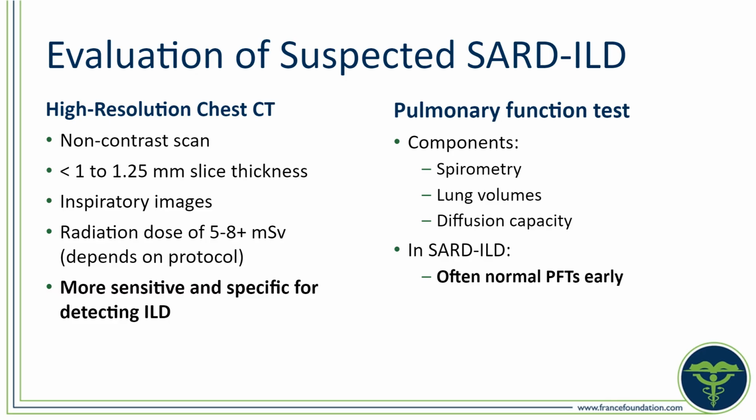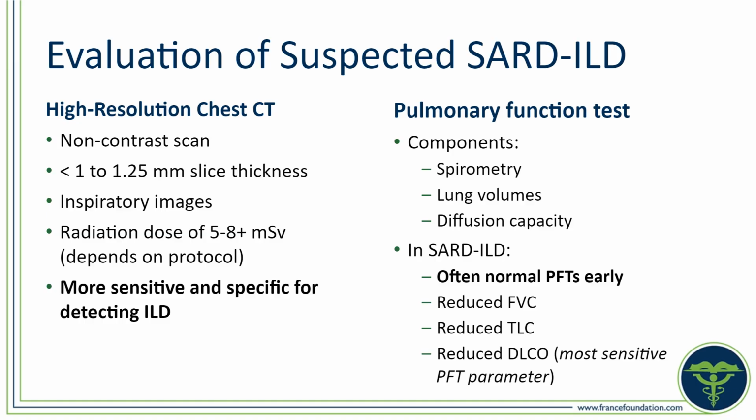When there are abnormalities on pulmonary function testing related to interstitial lung disease, they typically are a reduced forced vital capacity, reduced total lung capacity, and reduced diffusion capacity. And in fact, a reduction in the DLCO is typically the most sensitive PFT parameter for interstitial lung disease.